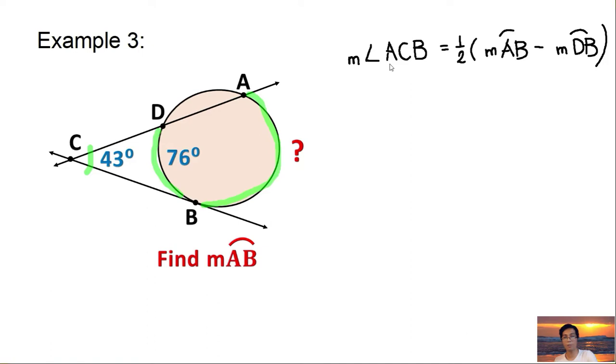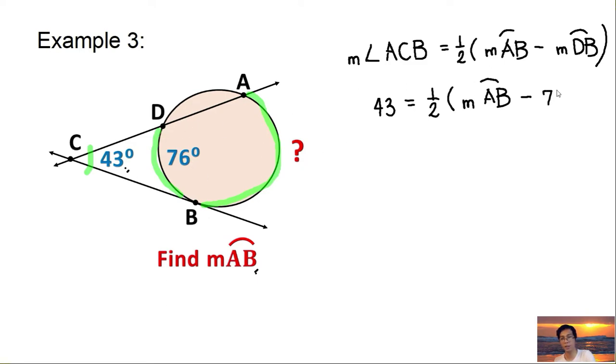Ang nawawala kasi dito, yung arc. Kakaiba dun sa examples 1 and 2 natin kanina. Si angle ACB, binigay na. Ayun, no? 43. So, susulat na natin to. 43 is equal to 1 half times the quantity. Si measure of arc AB, kung nakita mo sa figure, wala pa siyang sukat, question mark. So, wala kang isa-substitute doon. Measure of arc AB, yan, minus, measure of arc DB given, that is 76.